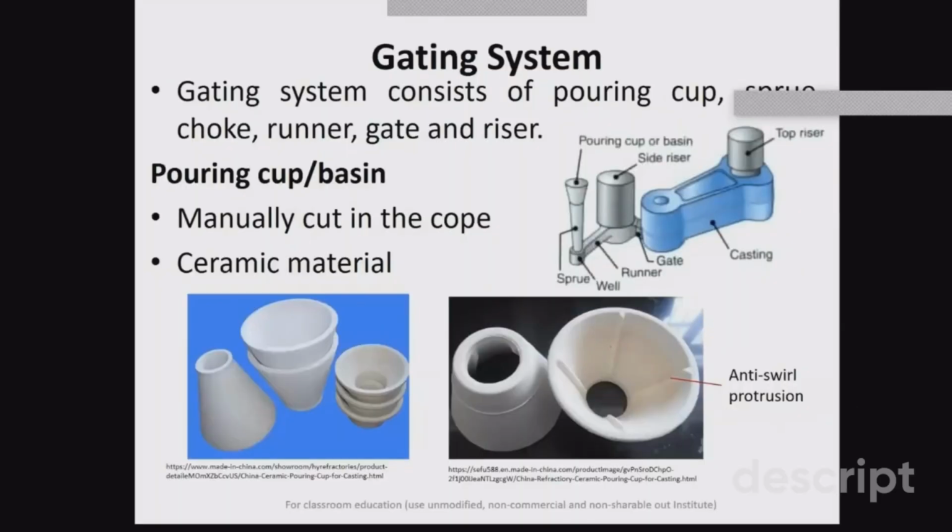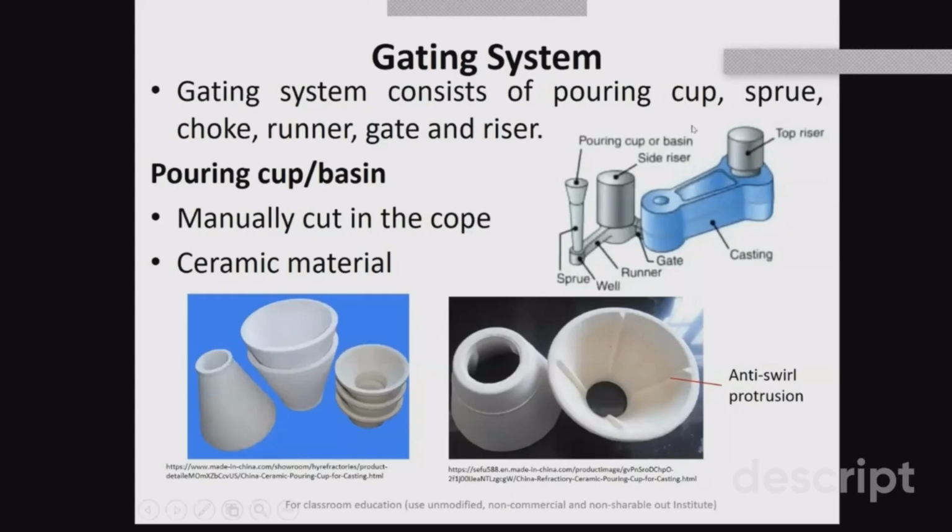We will discuss the gating system. The gating system consists of the pouring cup, sprue, choke, runner, gate, and riser. As you can see, this is the whole casting, with all the features or components of the casting.